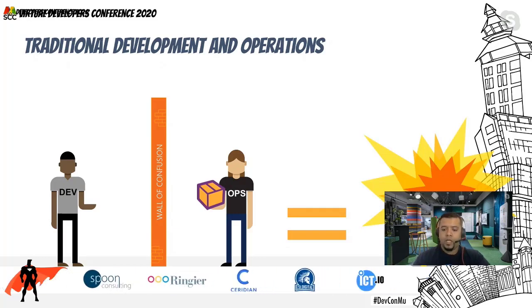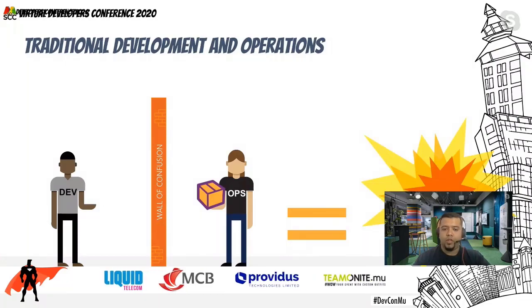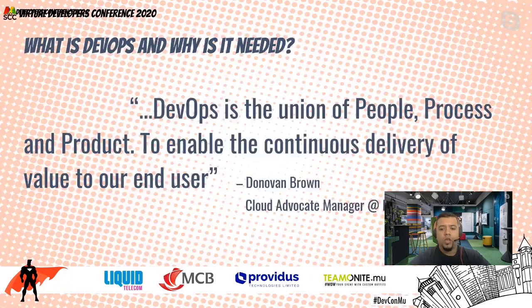So the application is now relying on something which does not exist in production, and nothing works correctly. This is when we want to really look into the DevOps piece, which bridges the gap between these two. So good.